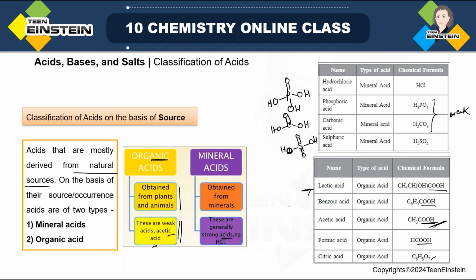This you can find in sour curd, or buttermilk, like that. Then acetic acid, it is found in vinegar. Citric acid, it is found in lemon, citrus fruit. So their sources are natural, right? And mineral acid, the source will be minerals. So this is the classification based on source: organic, mineral.